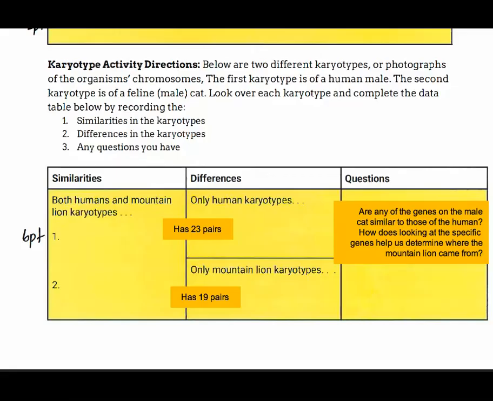So take a minute, and you don't have to write what I wrote, okay? You don't have to write what I wrote. If you had your own information down, that's fine. If you need to add to it to make yours better, you can do that too.